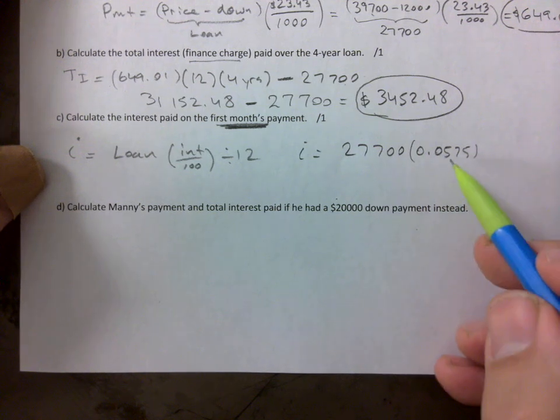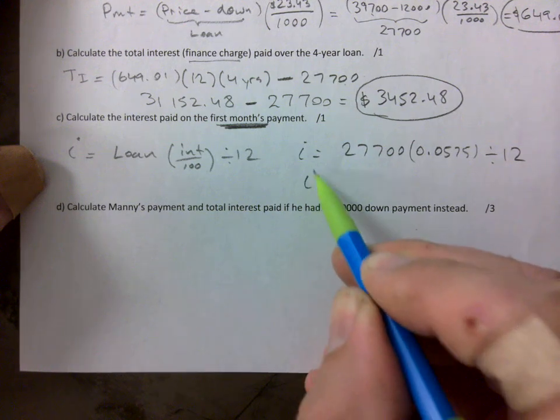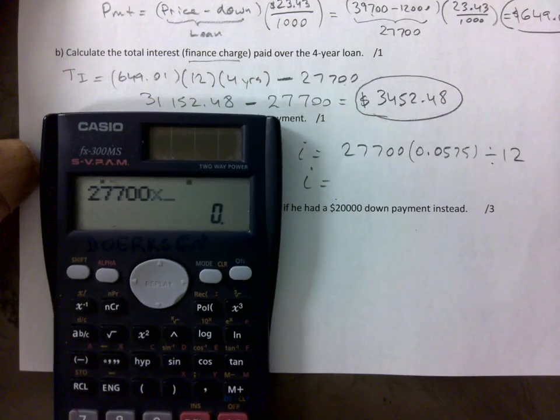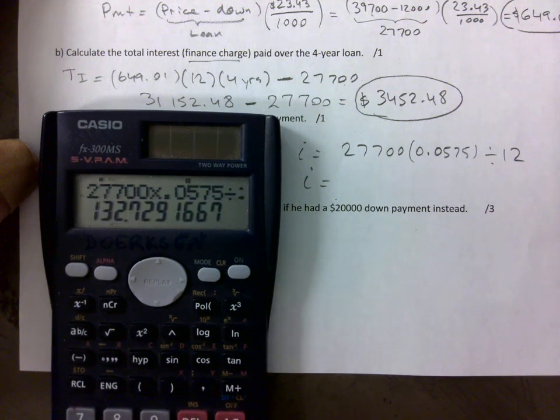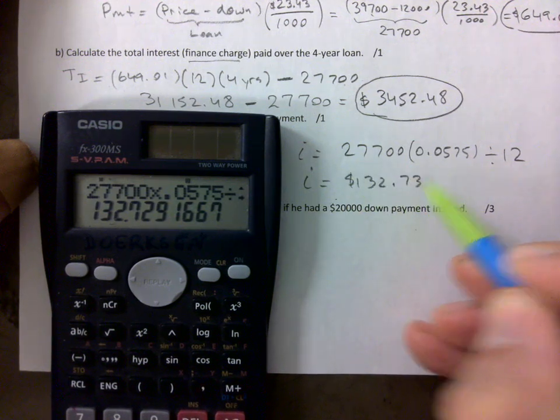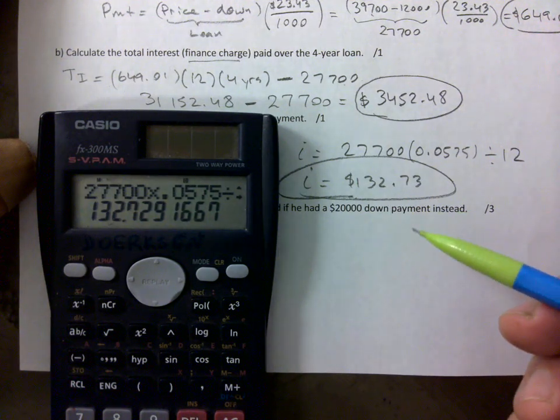0.0575 if you divide that by 100. I already just did that. You divide that by 12. Divided by 12. That's 132.73. That's what you paid on the first month.